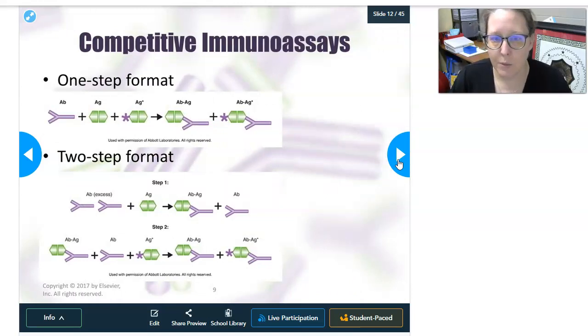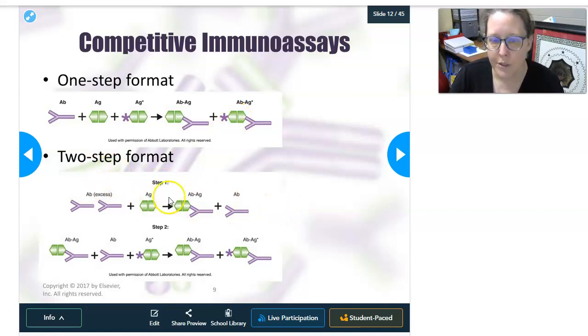So there is a one-step format and a two-step format in competitive immunoassays. You have an antibody, an antigen that you're trying to detect, usually whatever's in the sample, and then an antigen that's labeled. The labeled antigen and the antibody are always part of the reagent. They're mixed up, and they're both competing for the same antibody, and again that signal will be inversely proportional, just like I explained with the vitamin B12.